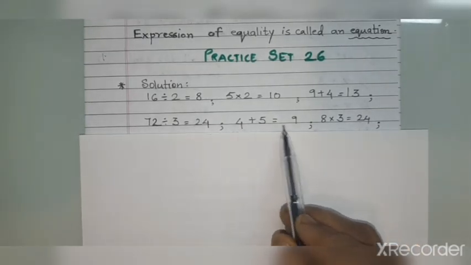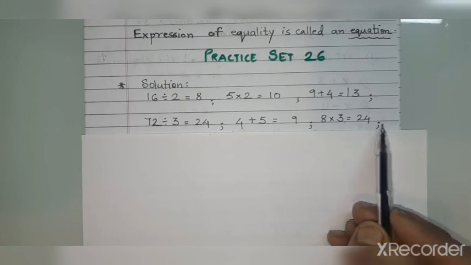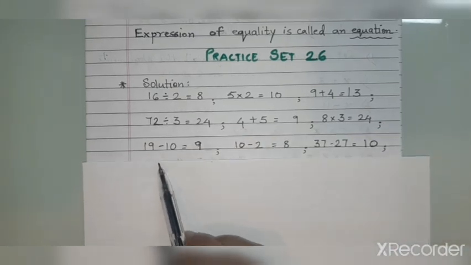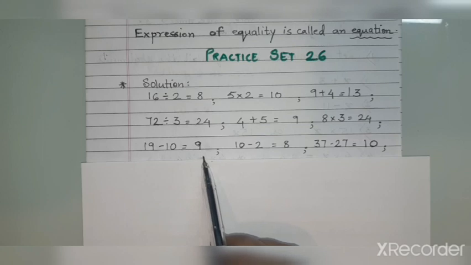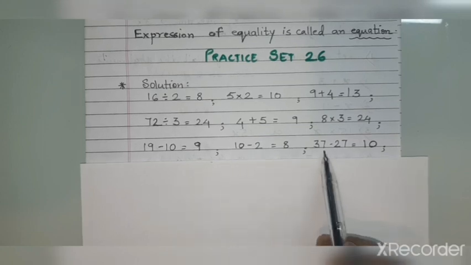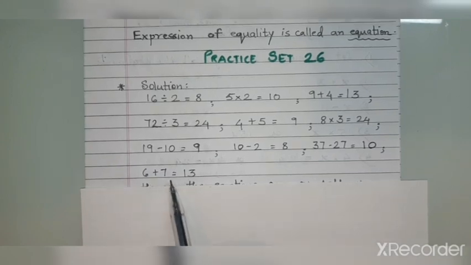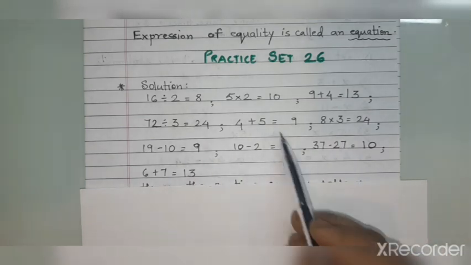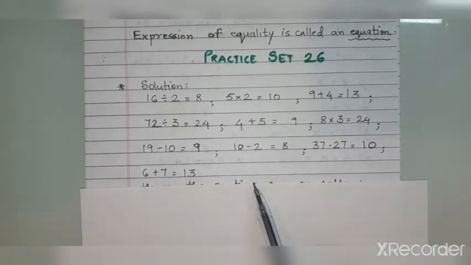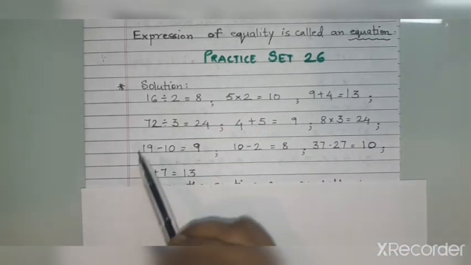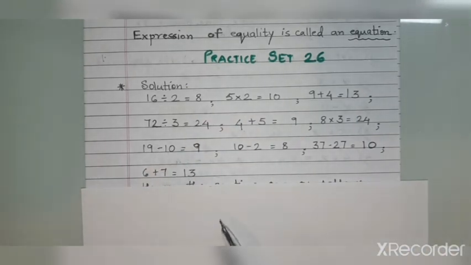Then 4 plus 5 is 9. 8 into 3 is 24. 19 minus 10 is 9. 10 minus 2 is 8. 37 minus 27 is 10. And 6 plus 7 is 13. So these were all the operations which were given in that sum in practice set 26 in the textbook, which we have solved first. Now, since we know their answers, we can compare.